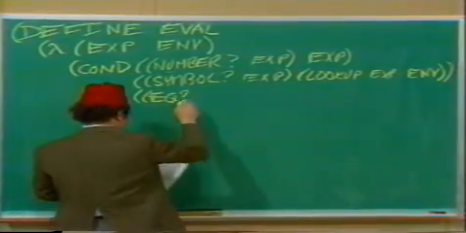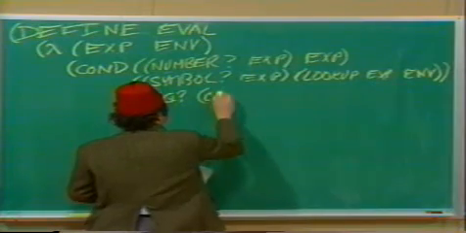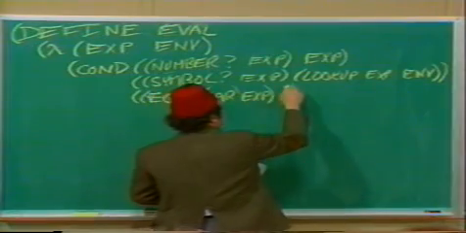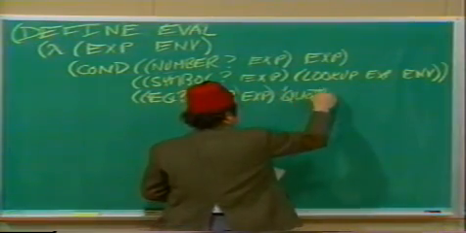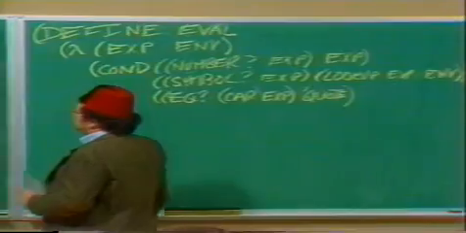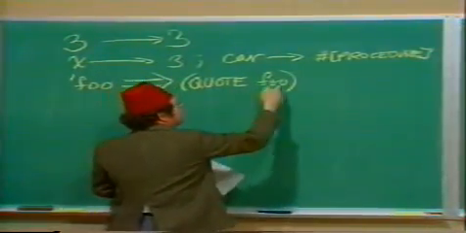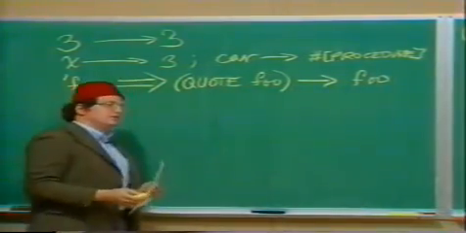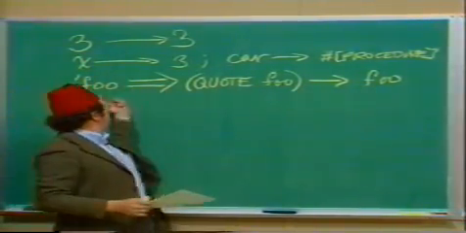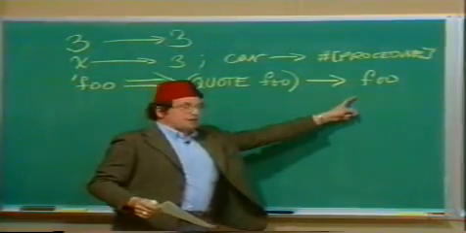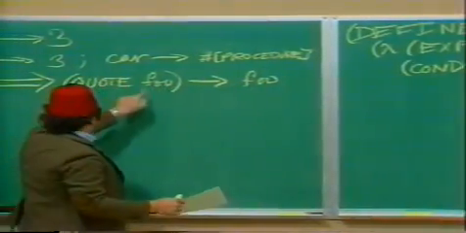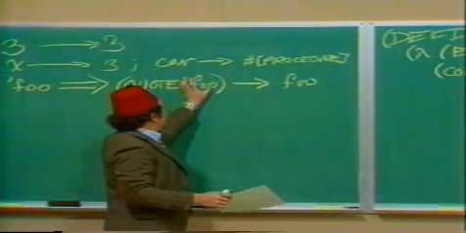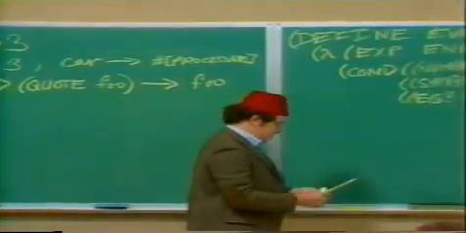If the car of the expression is quote, then what do I want? I want quote foo to itself evaluate to foo. It's a constant. This is just a way of saying that this evaluates to itself. Okay, so what is that? That's the second element of the list. But the second element of the list is its cadr. So I'm just going to write here cadr.